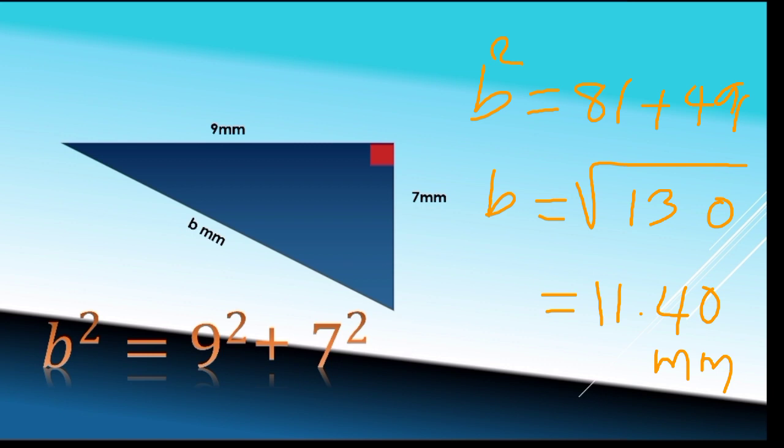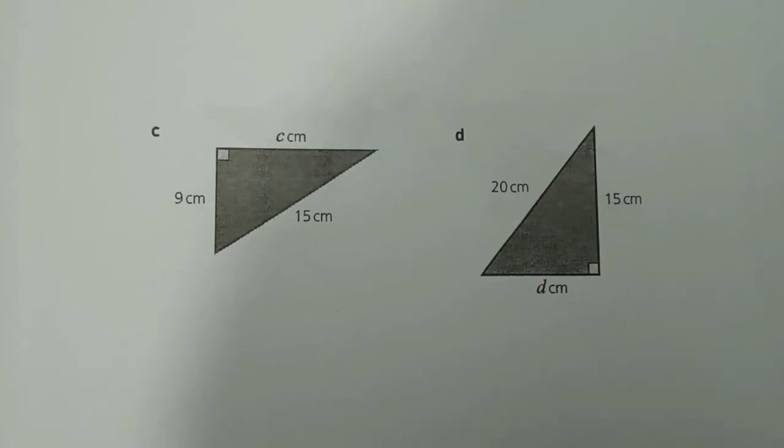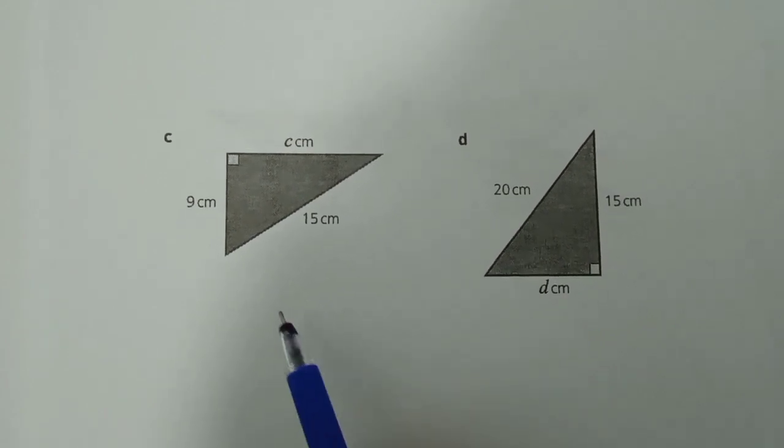So what about 9 square, that is 81, plus 7 square is 41. What about the final answer? You can check it right now. Okay, let's see the other examples. This is the next one.